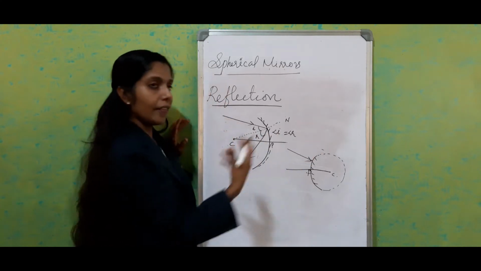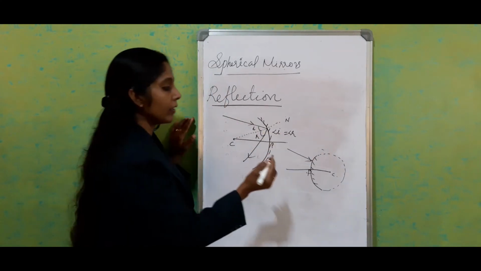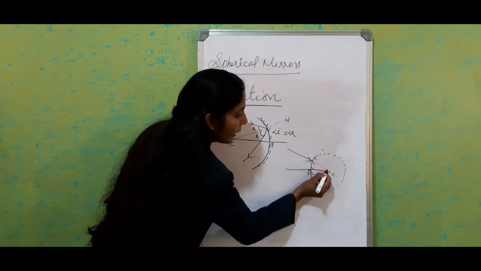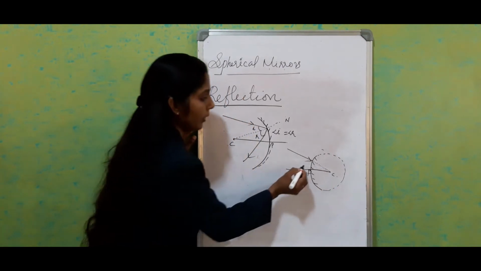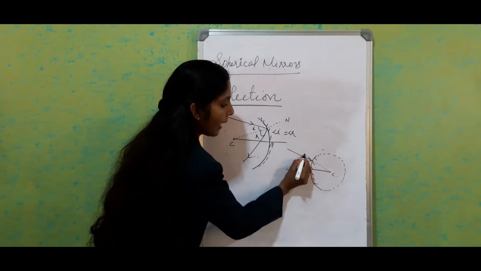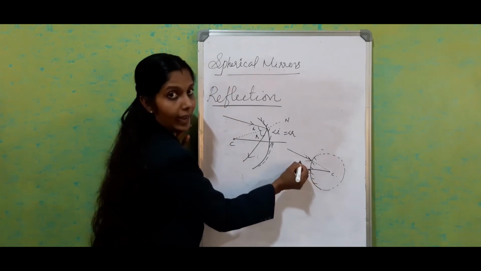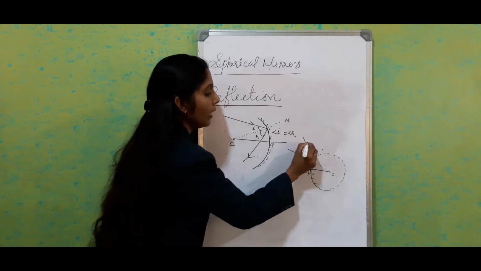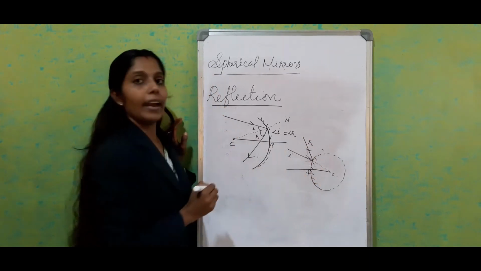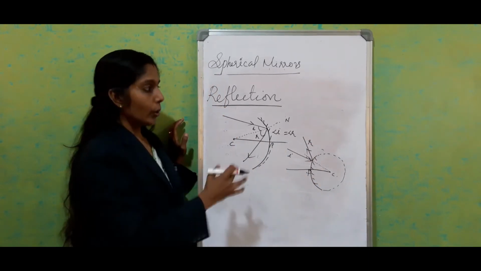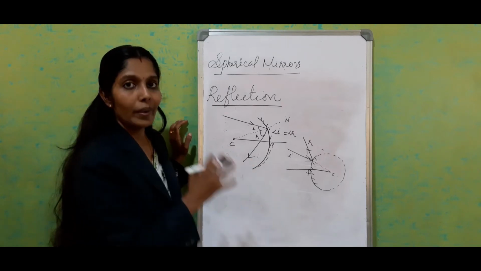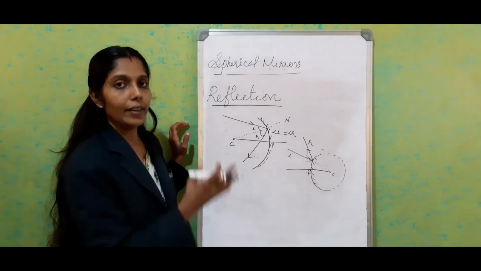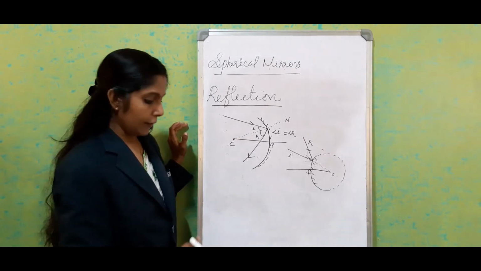We know that after the reflection it has to reflect back to the same medium. From this point, draw a line to the center of curvature and see what angle it makes. So it makes an angle like this. So this is the way the reflected light will move back. This is how we have to draw the reflected ray in the case of a spherical surface.